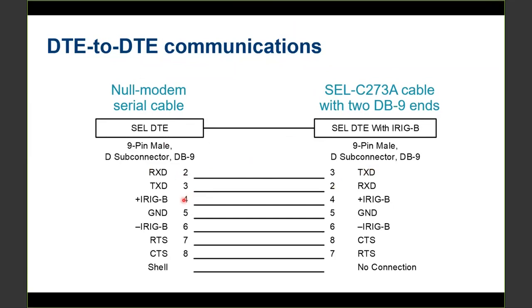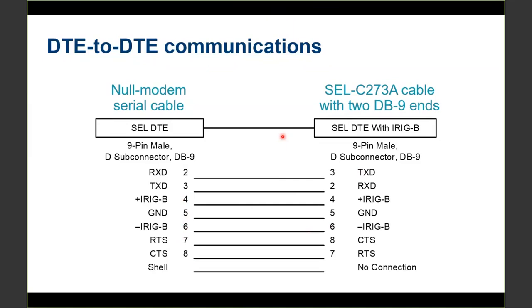And then your iRig signal can be wired straight across to provide the iRig signal across pins 4 and 6, that demodulated iRig signal from the RTAC. And then here's your ground pin that goes straight across, and then your RTS and CTS pins are rolled with the 273A cable. So very common cable.